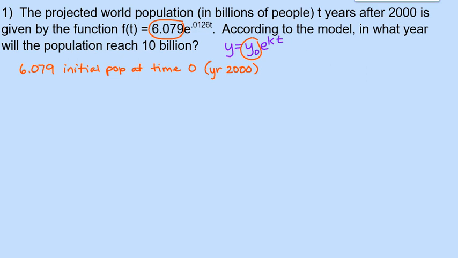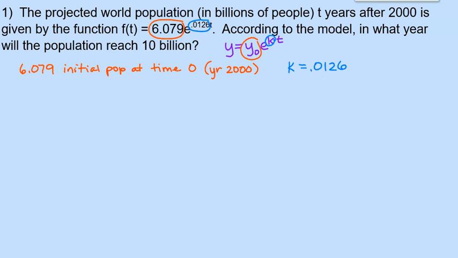What else do we have here in the equation? We have this number 0.0126, and that is in the place of k. So k is 0.0126. That's the growth constant, and because it's positive, we are talking about growth. And what we're doing in this problem is we're finding the time to reach a final amount of 10 billion.